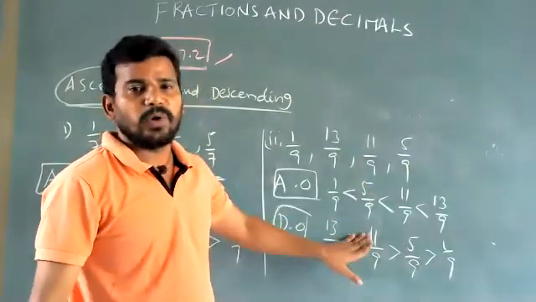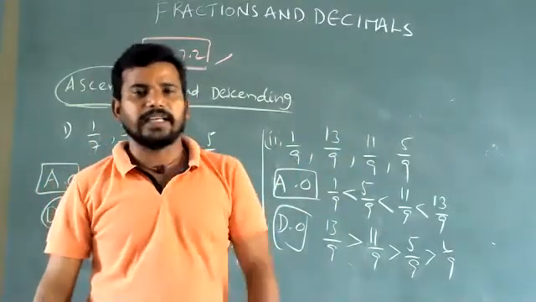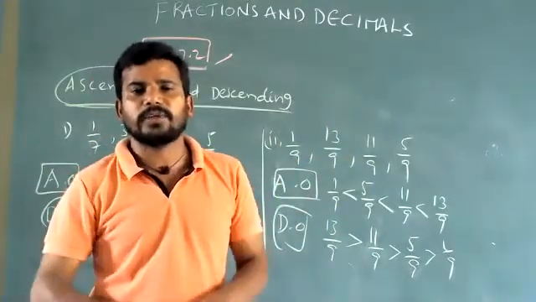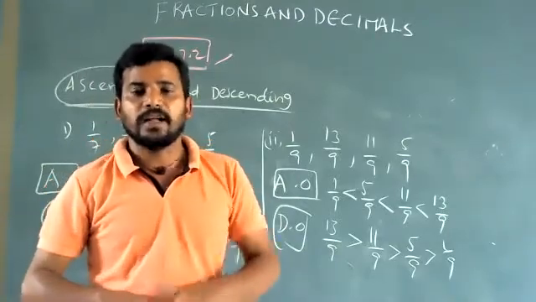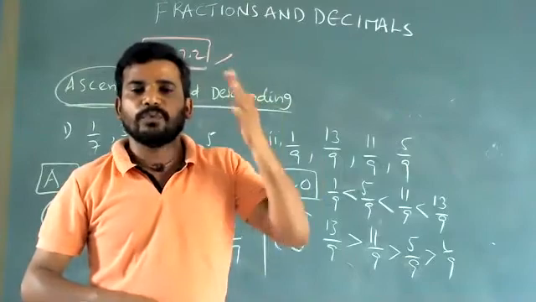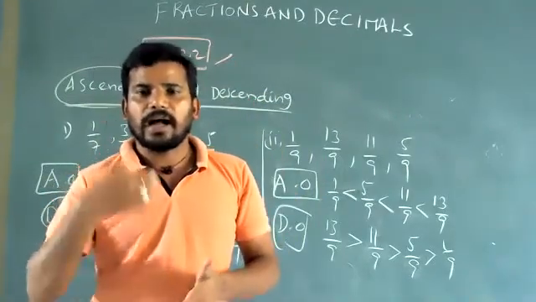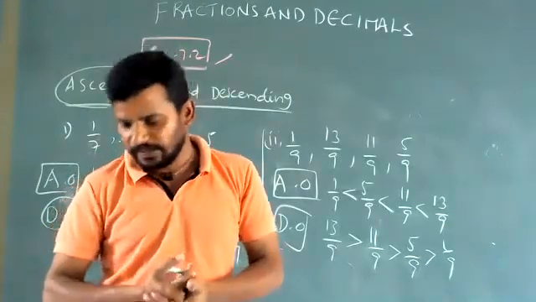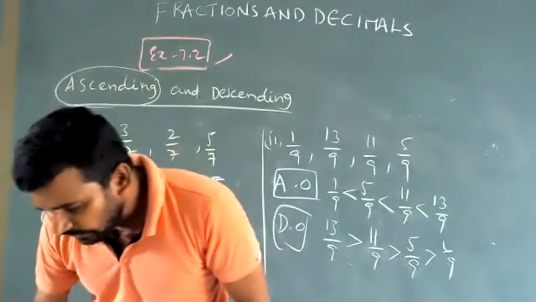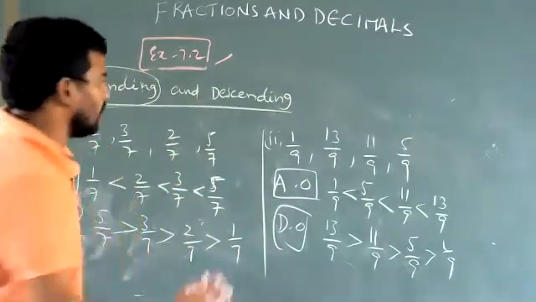When like fractions are given, it is possible to arrange in ascending and descending order. When unlike fractions are given, it is not possible. At that time, what do we have to do? We should convert them into like fractions. Clear? Now comparing unlike fractions. Now we should compare the unlike fractions.